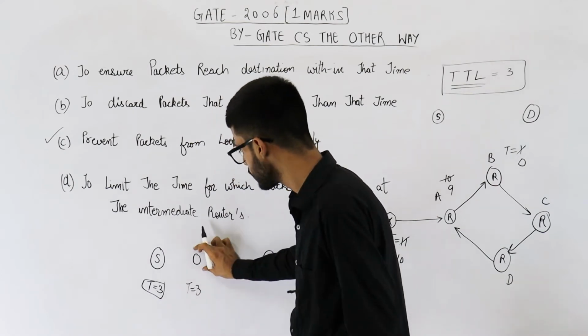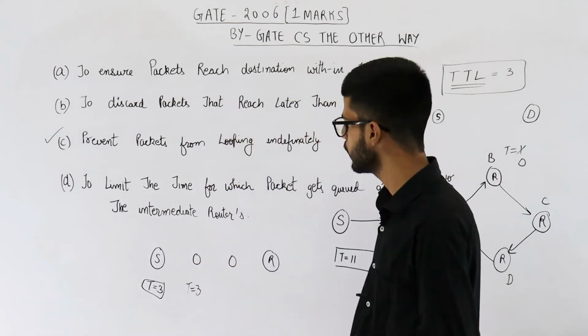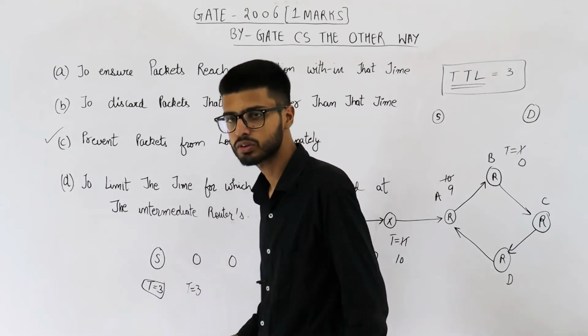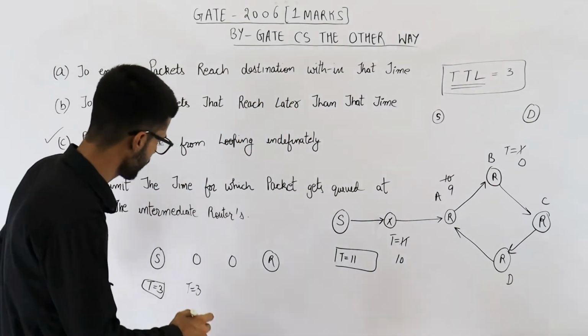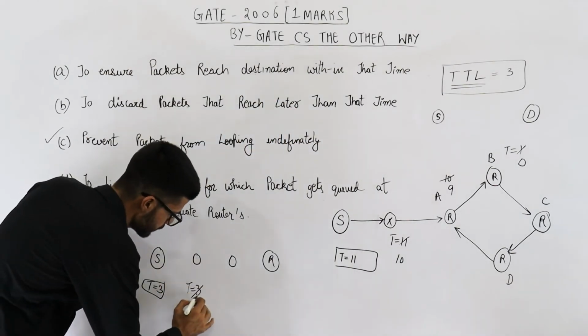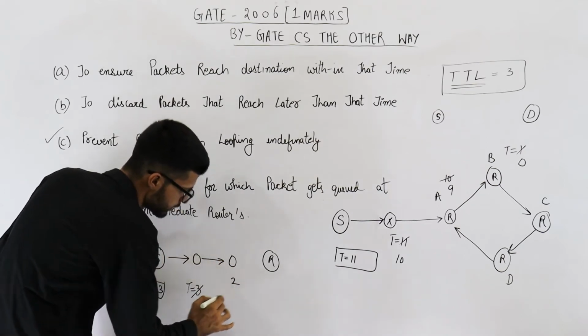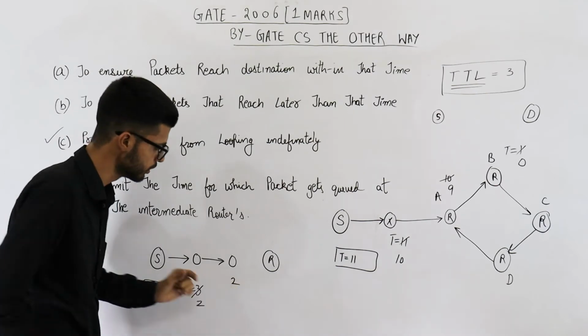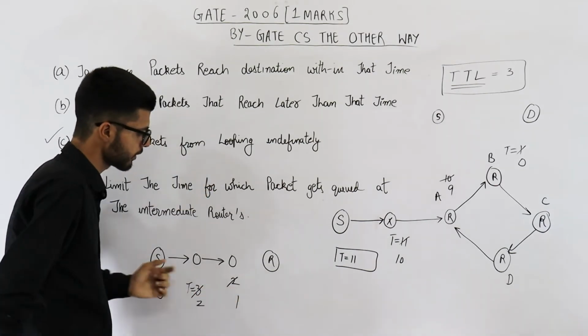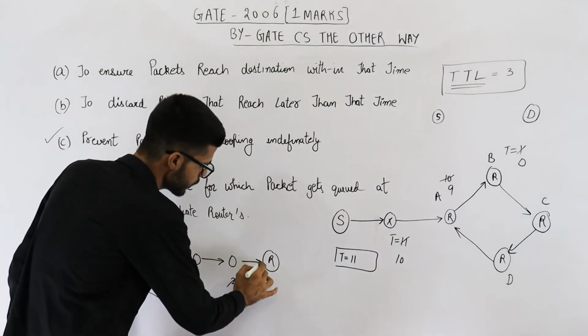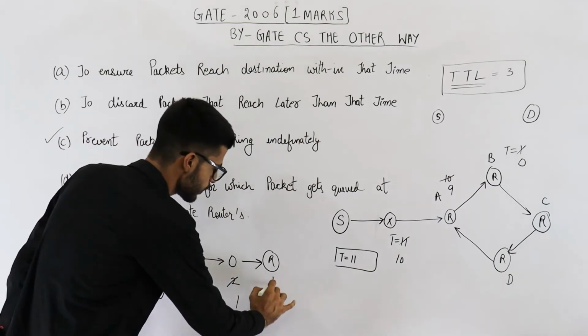Okay. This one is an intermediate node. It will actually reduce the TTL before forwarding. So TTL will be reduced to 2. Okay. Then this one will receive the TTL as 2. It will reduce it to 1. Then this one will receive the TTL equal to 1.